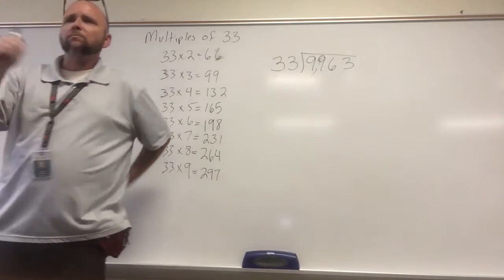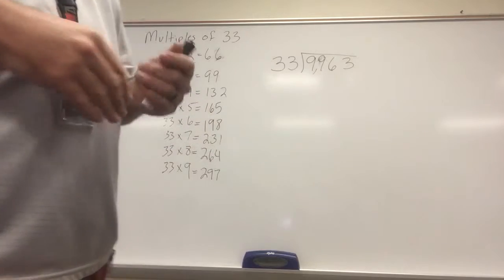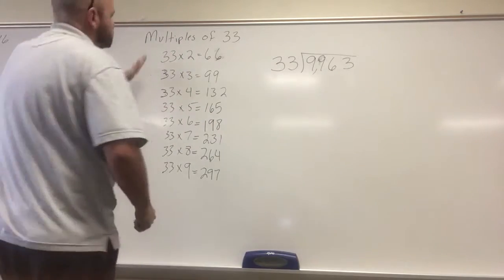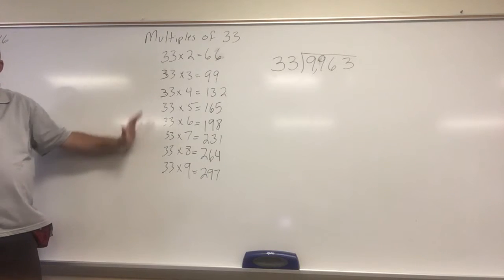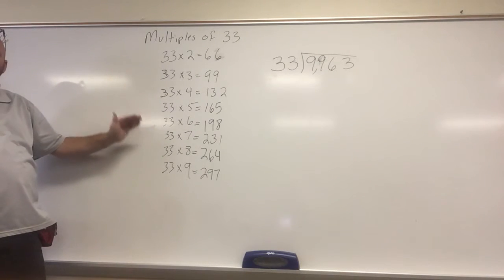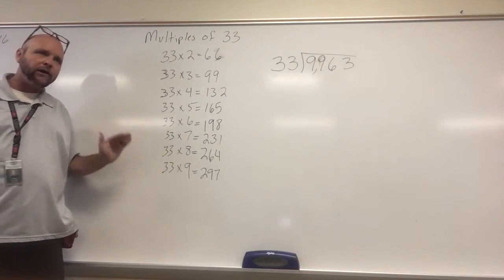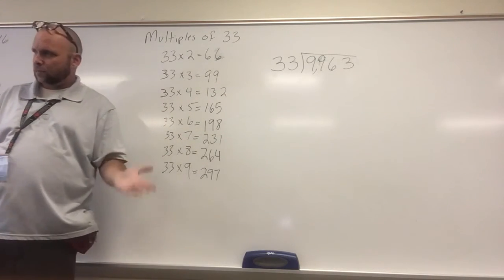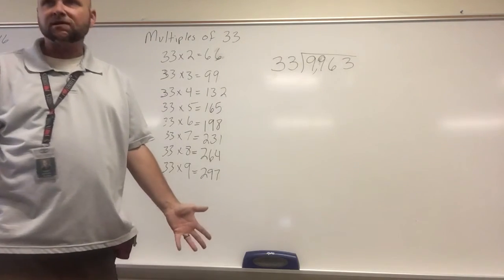9,963 divided by 33. So you're going to work this, following the steps. Use your multiples you've been given right here. It really doesn't take anything but figuring out as close as you can get to it without going over. And it's basically just subtracting.